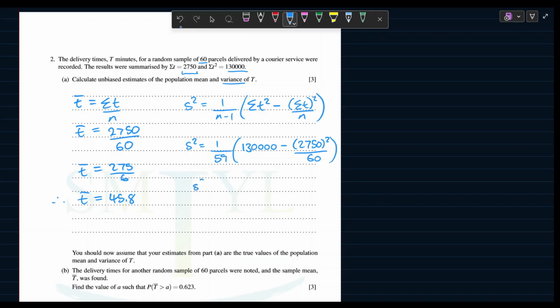So let's punch this into the calculator. So that is 1 over 59 multiplied by 130,000 minus 2,750 squared over 60. And this gives us 11,875 over 177. Okay, so if we're to give this to 3 significant figures, this is 67.1. And this would be our unbiased estimate of population variance.